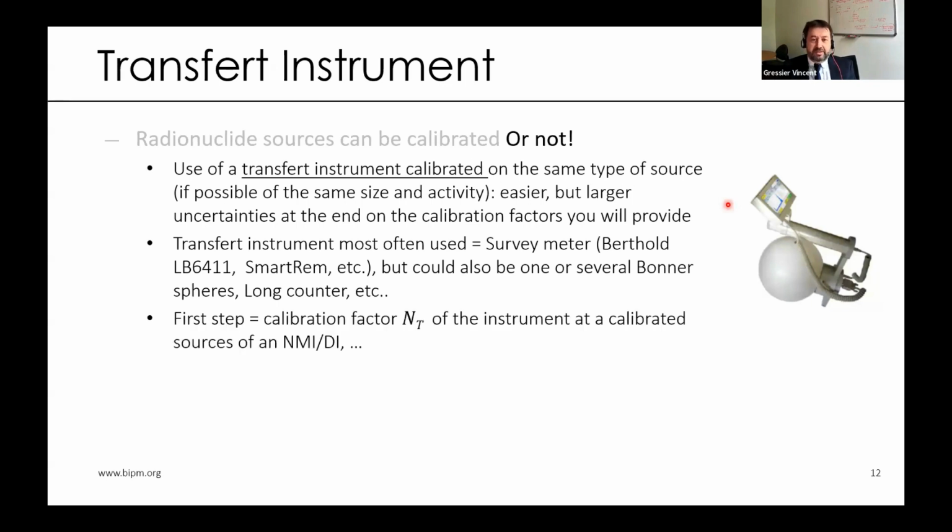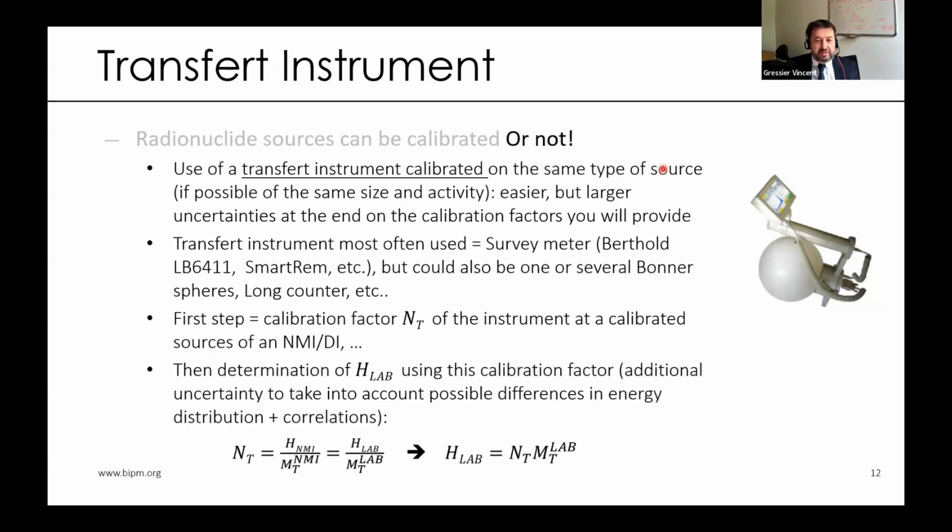And the first step is, okay, I put my instrument in another laboratory, and they provide me a calibration factor, which is the ratio between the H and the measurements. And I do exactly the same measurement in my lab. So in such a way, it's easy to say that the reference in my laboratory is just the measurement multiplied by the calibration factor I've determined at the reference laboratory.